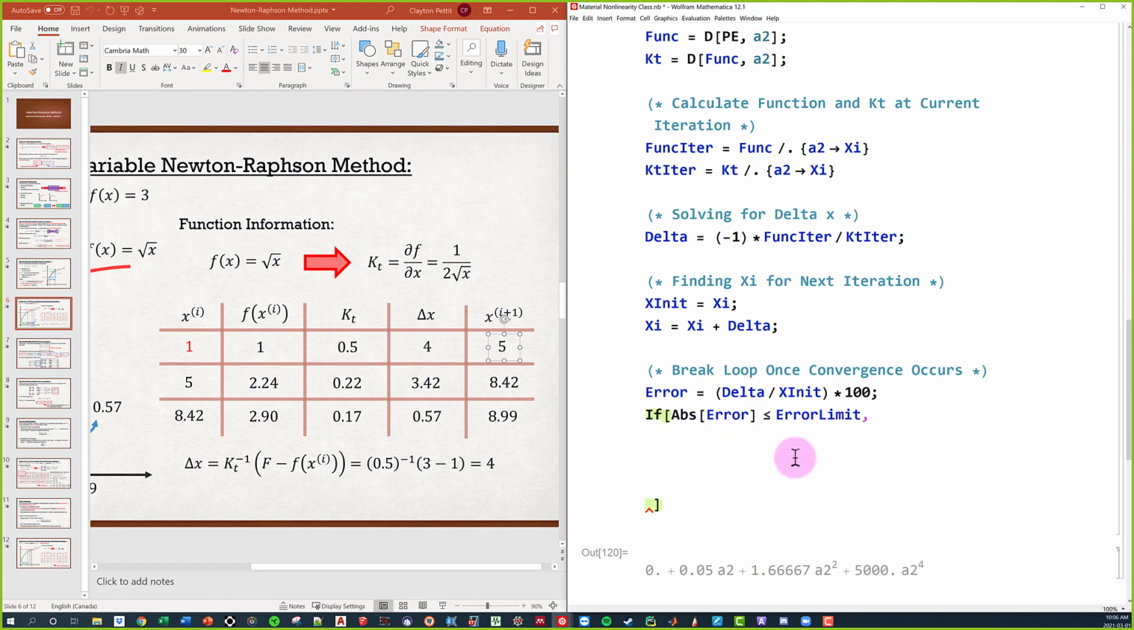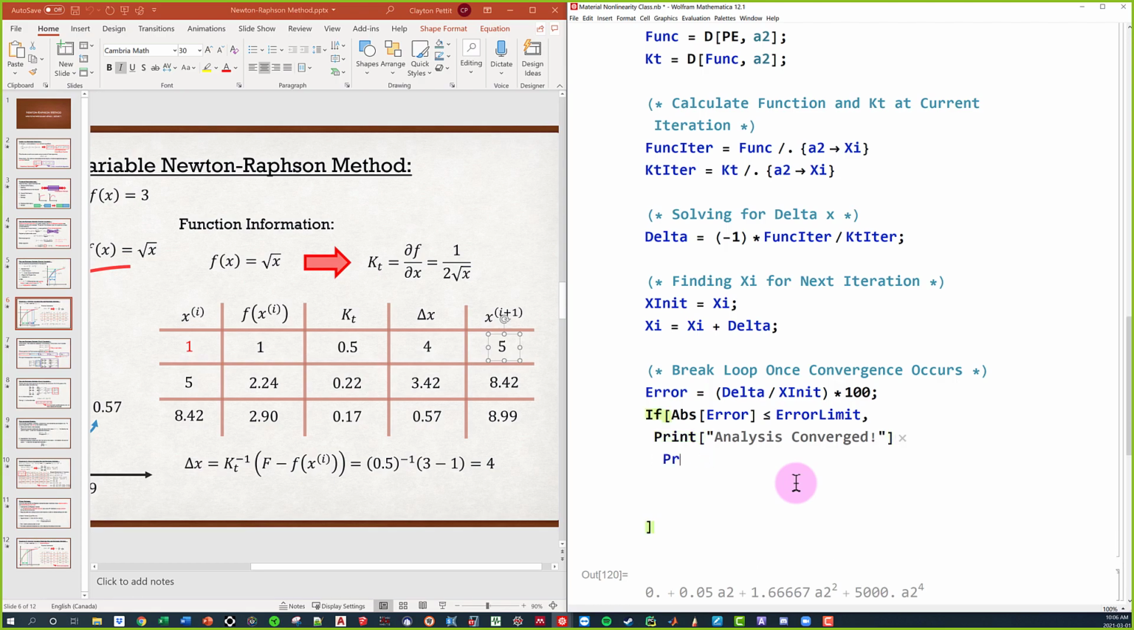So if our error is less than our error limit, I'm going to put a message and say "analysis converged!" I even put an exclamation mark because we're so happy. Then I'm going to print, and I need to put one of those suppressors at the end, "coefficient A2 is equal to", and then what our coefficient A2 is equal to. So now my question for you guys in the chat is, if our analysis converged, what is A2 equal to?